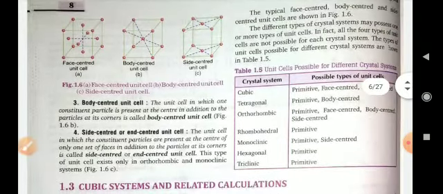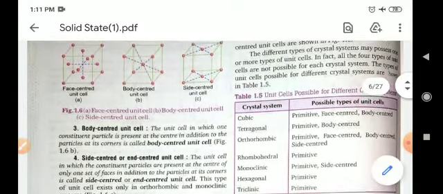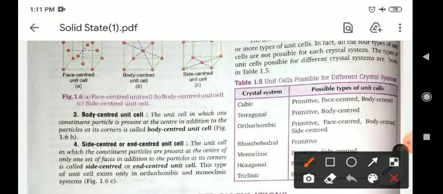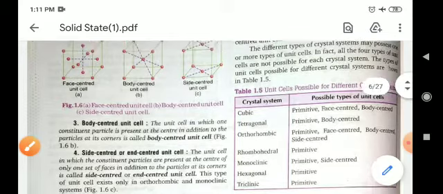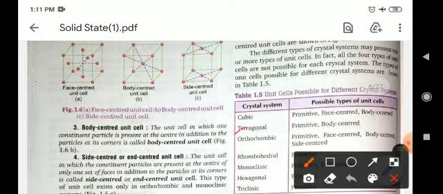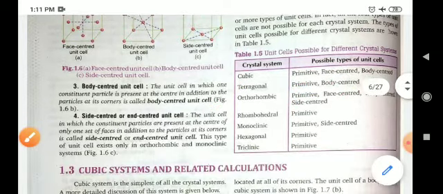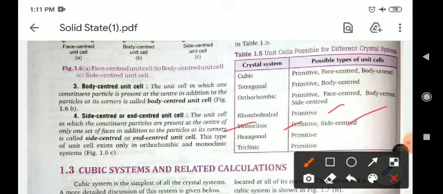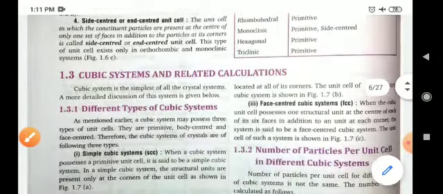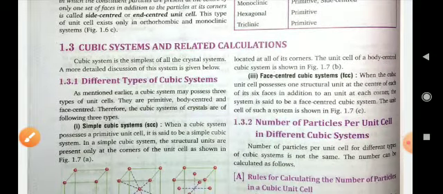Now come to the crystal systems and possible types of unit cells. In the cubic system there are primitive, face centered and body centered, 3 types of unit cells. In tetragonal there are primitive and body centered. Orthorhombic: primitive, face centered, body centered, side centered. Rhombohedral: primitive. Monoclinic: primitive and side centered. Hexagonal: primitive. Triclinic: primitive. So a total of 14 lattices are possible for the 7 crystal systems, known as the Bravais lattices.